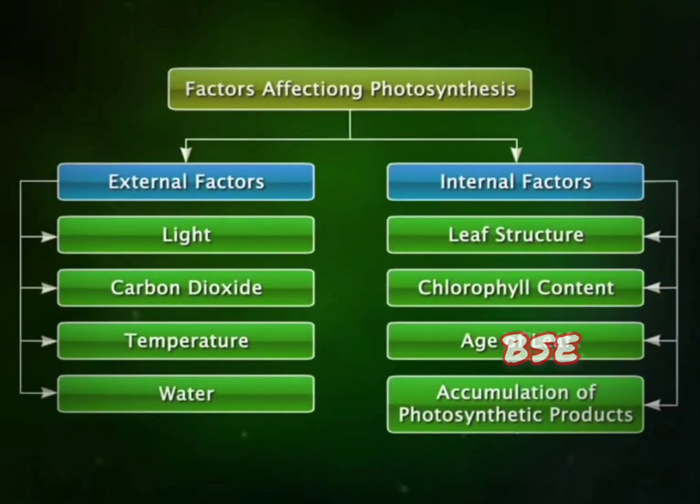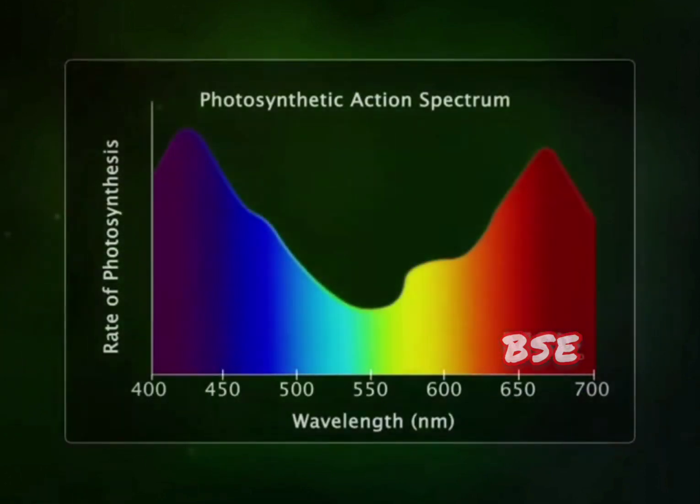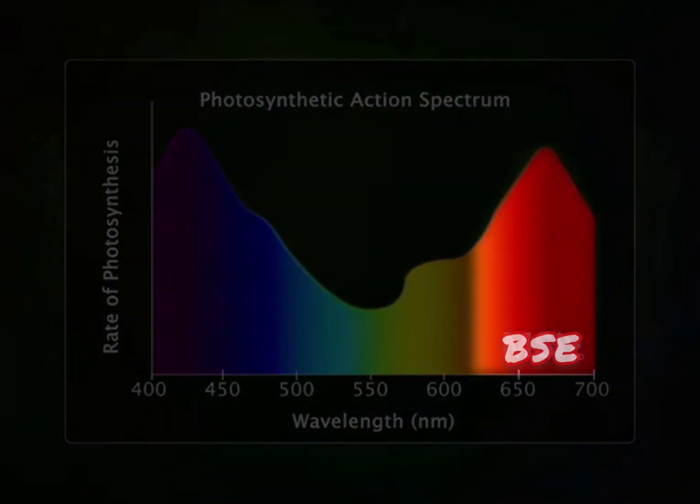Let's learn more about some of the external factors that affect the rate of photosynthesis. Let's begin with light. The rate of photosynthesis is affected by the intensity of light. Photosynthesis occurs in the visible range of the light spectrum between 400 to 700 nanometers. Maximum photosynthesis occurs in blue and red light.